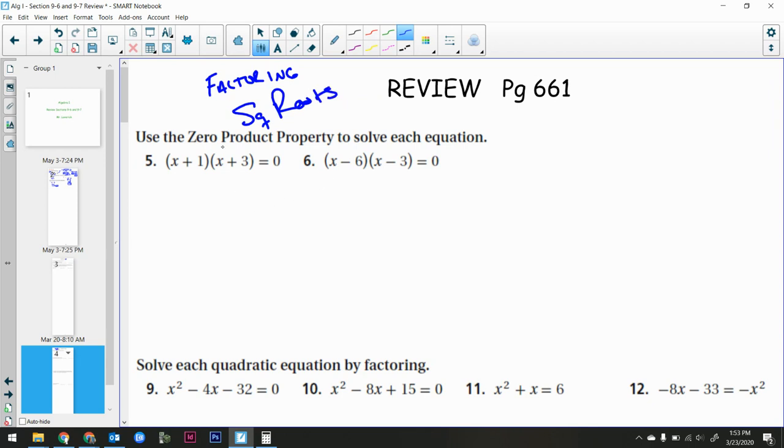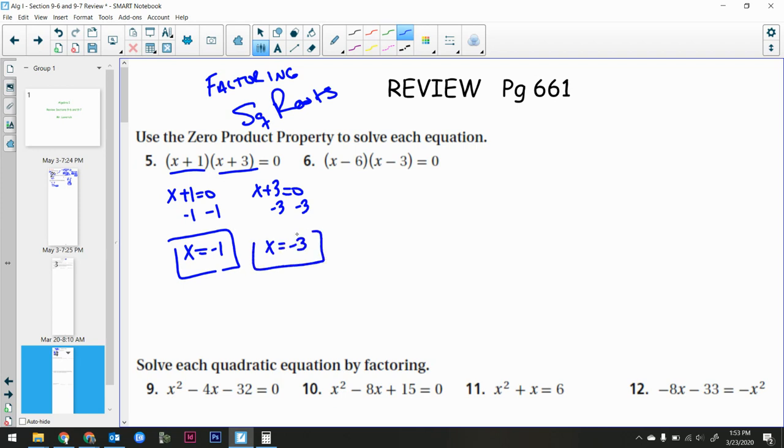Okay. All right, so there'll be a couple questions that just say the zero product property. Well, all that means, a lot of people always try to make this too hard and multiply them together or something. Guys, it's already pre-factored for you. Just set them equal to 0. You say x plus 1 equals 0. You say x plus 3 equals 0. And then you solve both of these little equations. Subtract the 1, x equals negative 1. Subtract the 3, x equals negative 3.